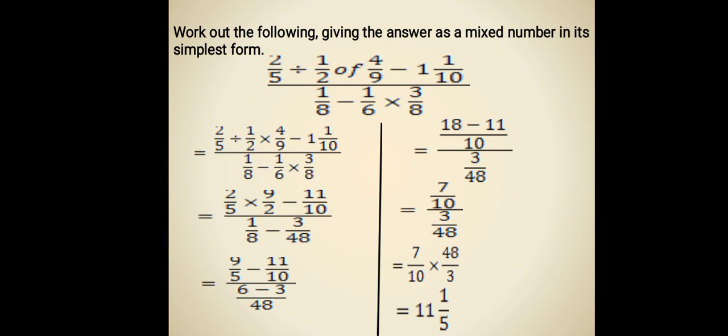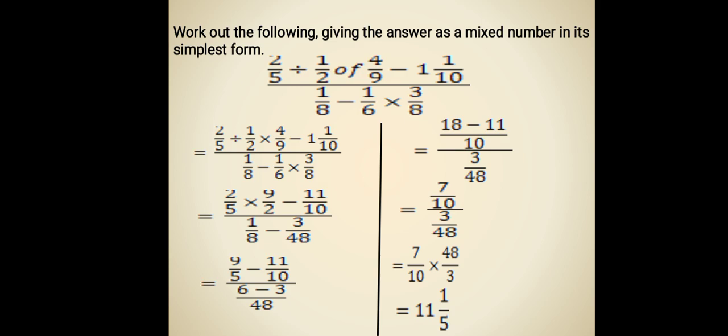Now, first of all, we work this part of off. So it shall be a half of 4 over 9. And after that we work this division part. Now, a half of 4 over 9, we get 9 over 2. Then multiply by 2 over 5.